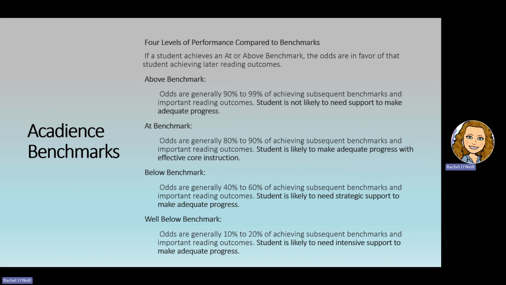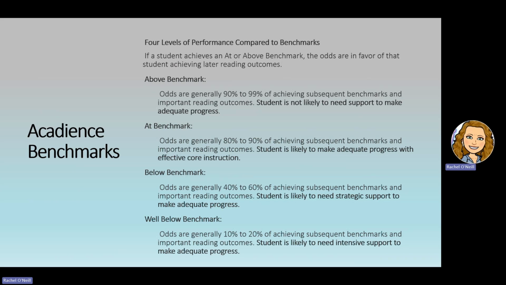These students are likely to need strategic support in addition to effective core instruction to achieve future outcomes. Strategic is a great word for these students. Strategic means carefully designed or planned. We need to carefully plan the supports provided to ensure students beat this prediction.